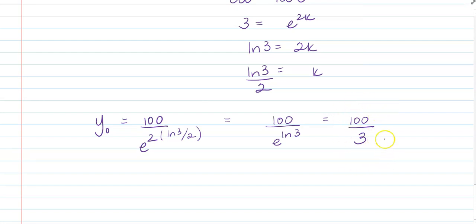So it sort of doesn't make sense in context because that's going to end up being a decimal, but it's pretty good. I mean, we're trying to model real life situations with continuous functions, and so it doesn't always work out perfectly. But that's pretty close. So that's the initial amount.